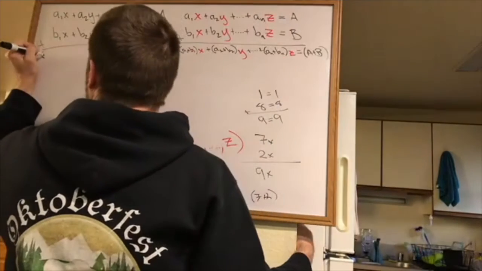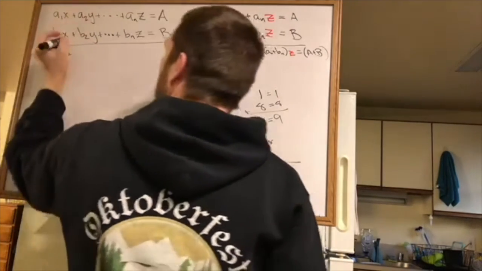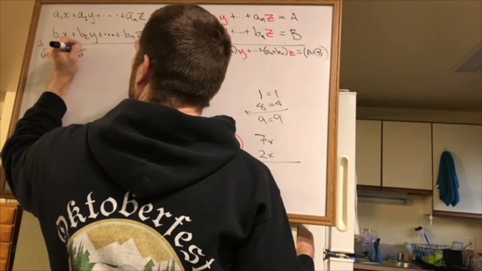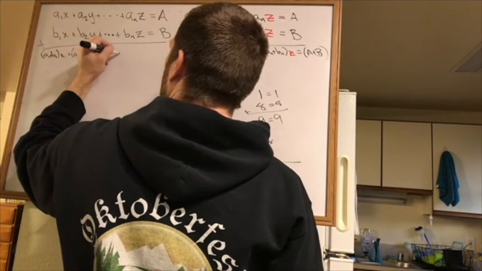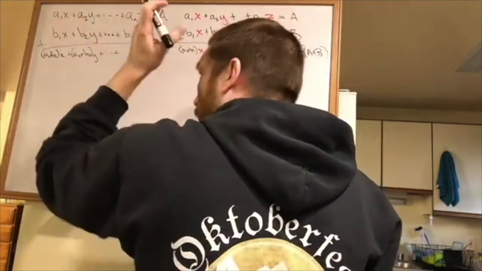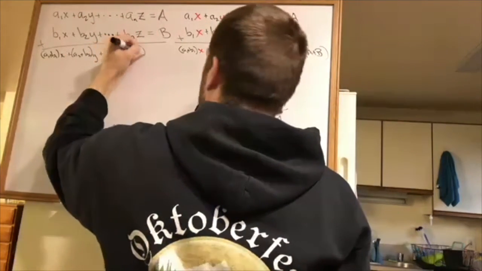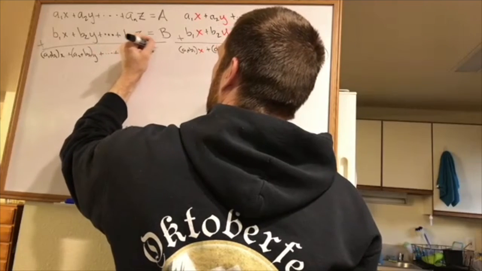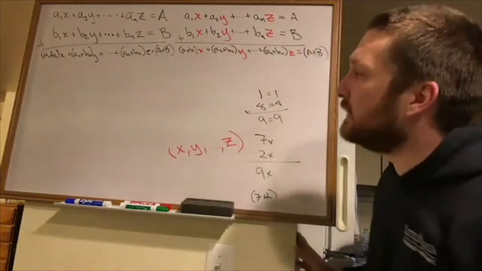Just take this and add it together. What do you get? Whatever those coefficients are, I would have a1 plus b1 times x plus a2 plus b2 times y plus all the way down. We do all of the variables until we finally get to the last one, an plus bn, whatever those coefficients are, times z equals big A plus big B.